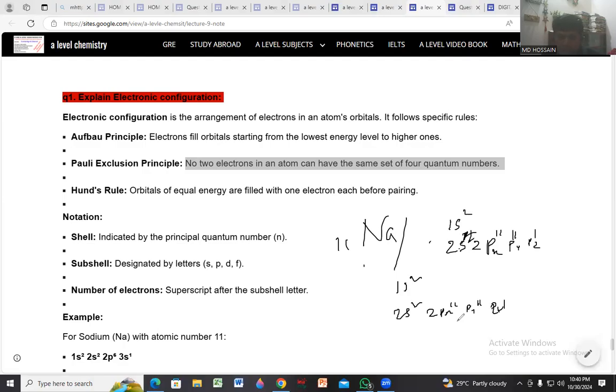Now, shell. What is a shell? A shell is indicated by the principal quantum number. The principal quantum number is denoted by n. So what is the principal quantum number?